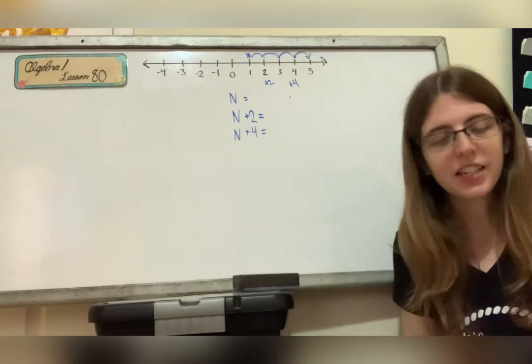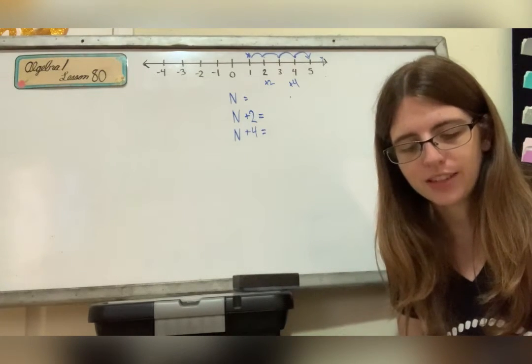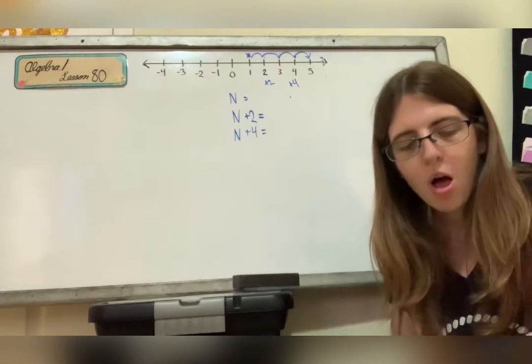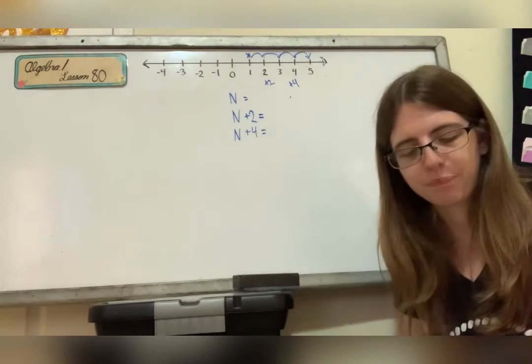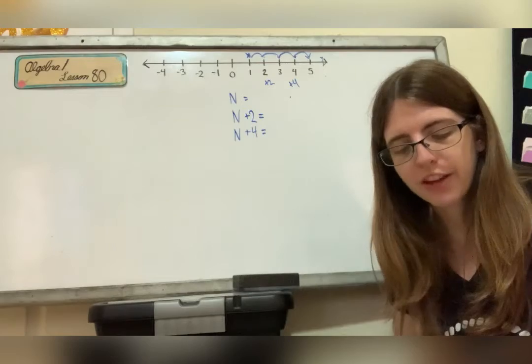Find 3 consecutive odd integers this time, such that the sum of the first and third is 7 greater than the second decreased by 18. Okay, so this one has a lot of words in it. So we're looking for odd integers.